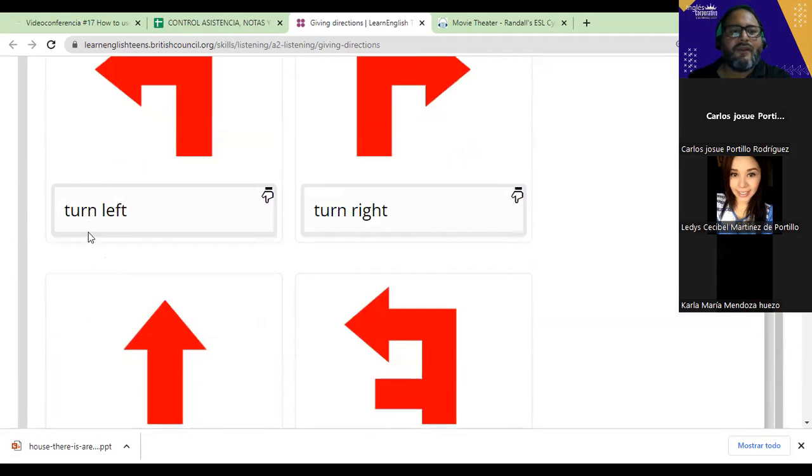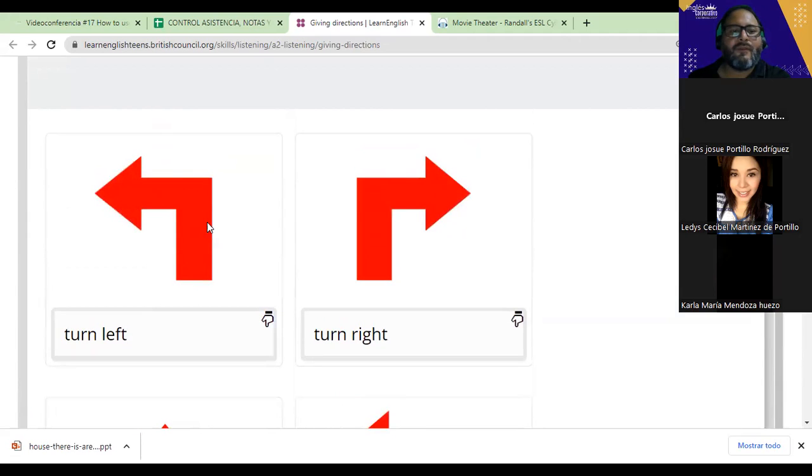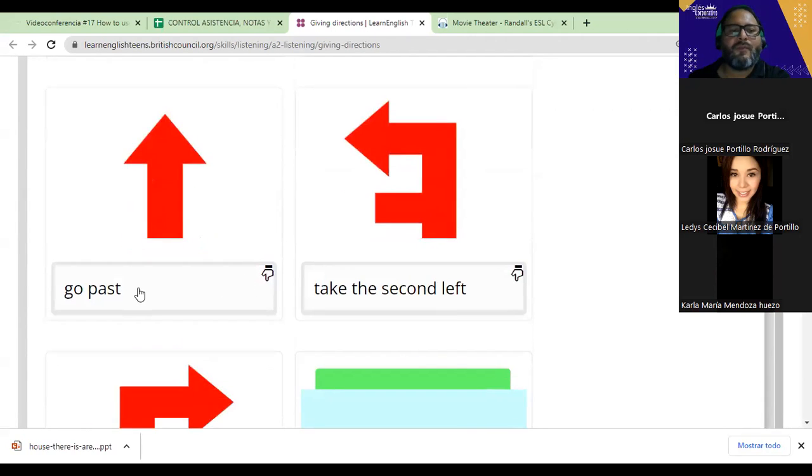Okay, let's see. It says turn left. No problem. Okay, turn right. No problem. So, go past. No problem. Are you sure?